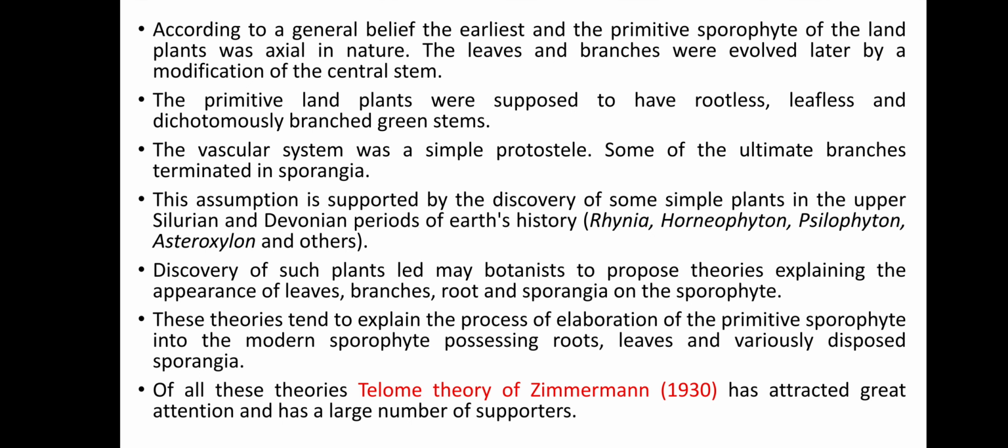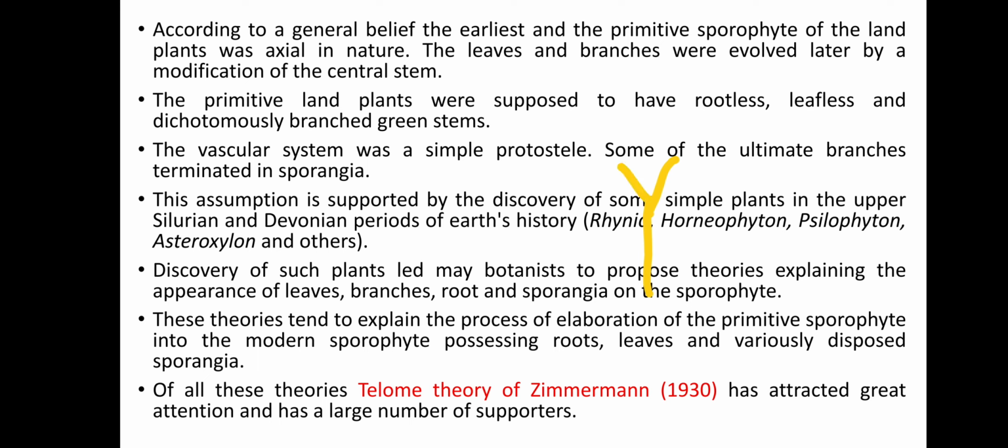Today we will discuss the Telome theory. According to a general belief, the earliest and primitive sporophyte of land plants was axial in nature, that means it consists of a single axis. The leaves and branches were evolved later by modification of the central stem. The primitive land plants were supposed to have a rootless, leafless and dichotomously branched green stem.